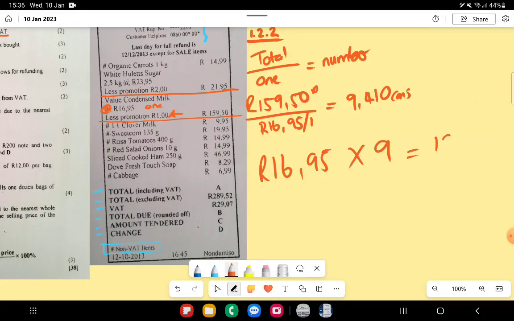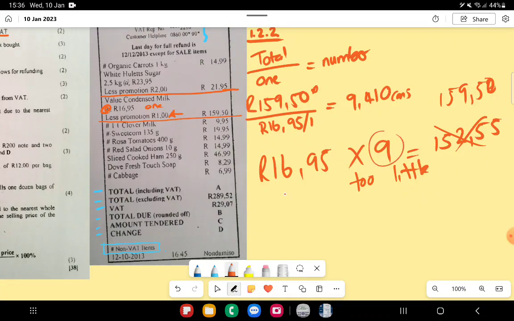This is 152.55. That is less than 159.50. And I did pay this. So this is not possible. It is too little. Okay, so that's 9 cans. Let's try 10 cans. If I say 16.95 times 10, that is going to give me 169.50. That is more than this amount.